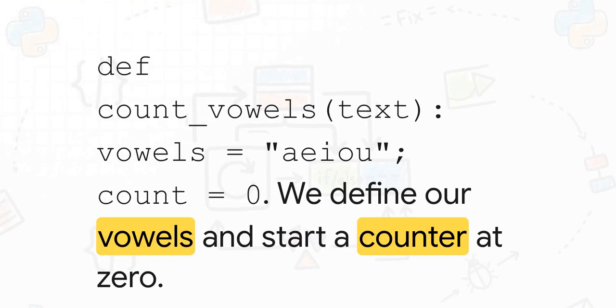First things first, we define our function, count_vowels. Then, right inside, we set up our tools. We've got a simple string called vowels that just holds all the characters we're hunting for. And then we have our count variable, which is basically our scoreboard, and we're going to start it at 0.